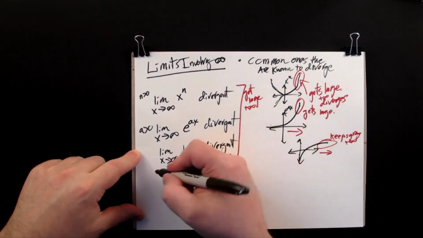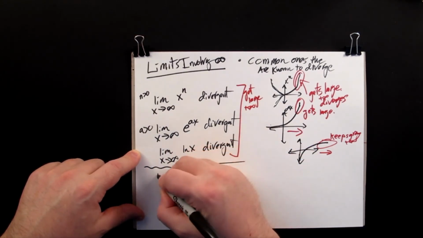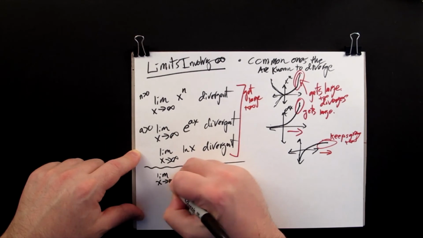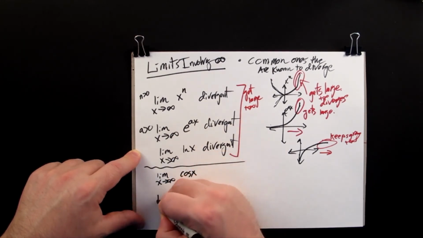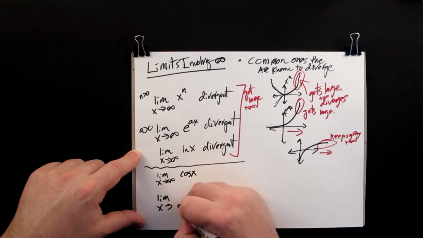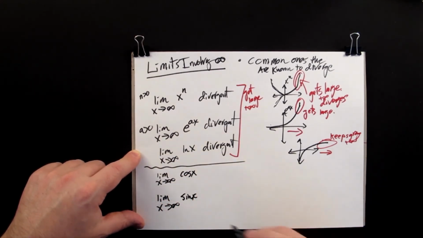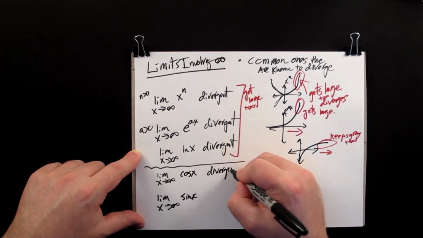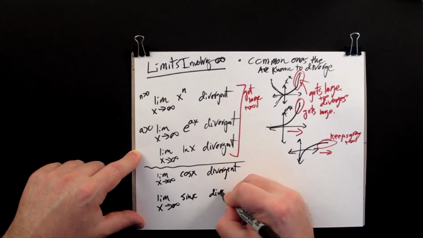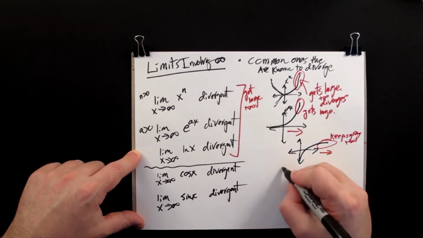The next two diverge, but for different reasons. So limit as x goes to infinity of cosine x, and limit as x goes to infinity of sine x. So these diverge. But the reason they diverge is a little different.